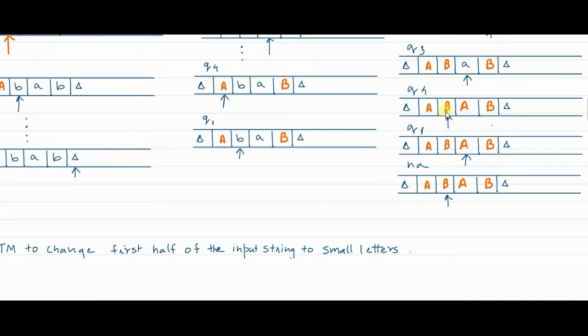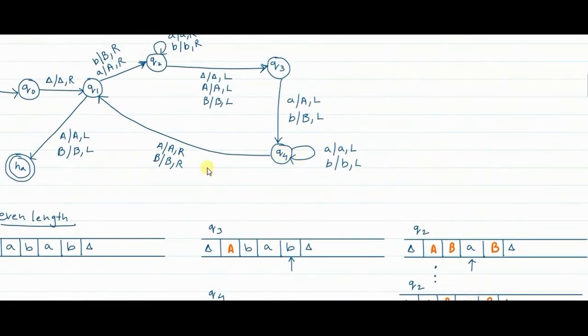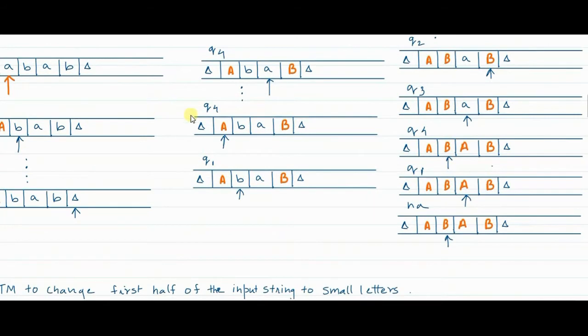Now you are in Q4, and when capital B is read, what happens? B will be replaced with itself, the pointer moves to the right, and you come back to Q1. So the pointer is now pointing to A, and from Q4 you have come back to Q1. Which means in the first iteration you found a match for this symbol, and in the second iteration you also found a match for this symbol. Since matches have occurred, whatever string we have obtained so far is an even length string.